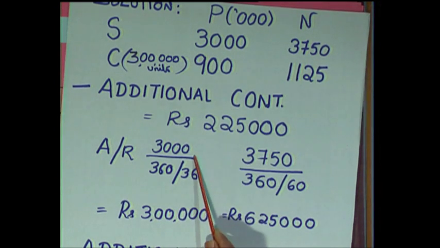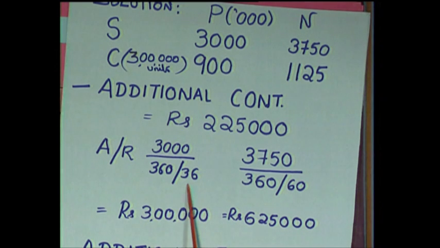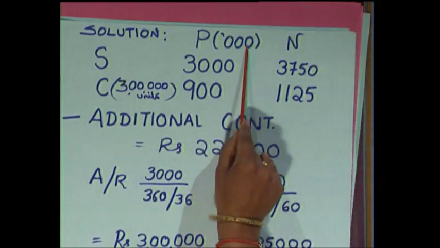Total sales are 3000 divided by debtors turnover. Debtors turnover would be number of days in year 360 divided by the collection period which is being given as 36 days. So, 360 divided by 36 is 10, 3000 divided by 10 would be 3 lakhs. This 3000 is followed by 3 zeros.